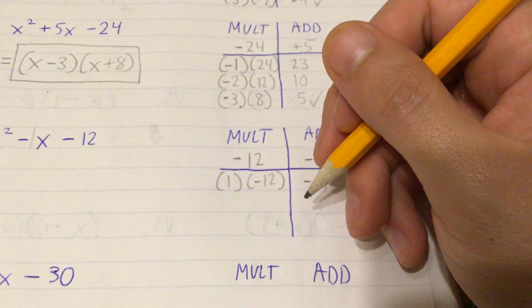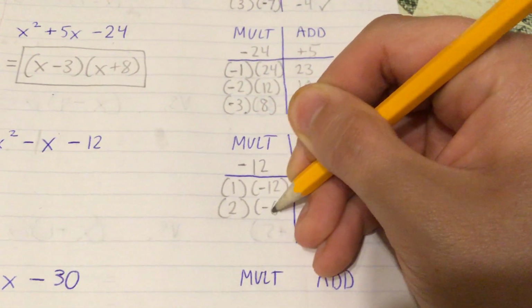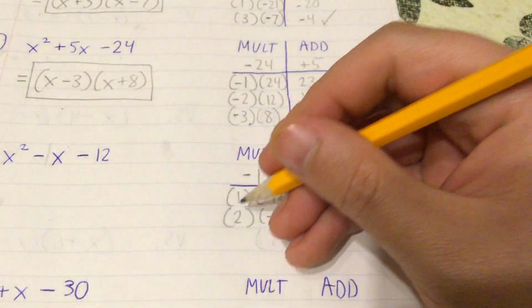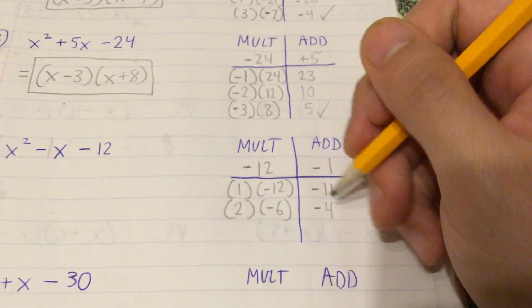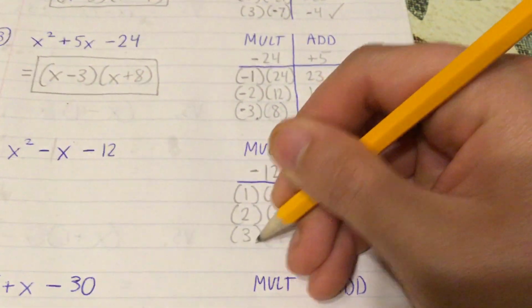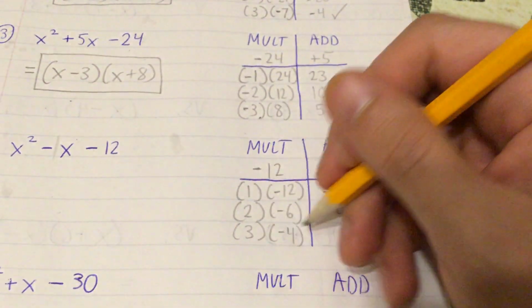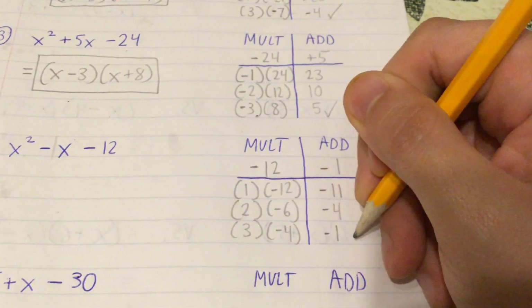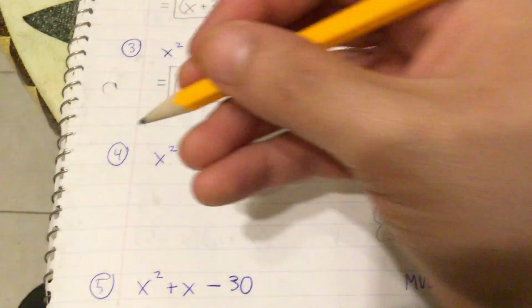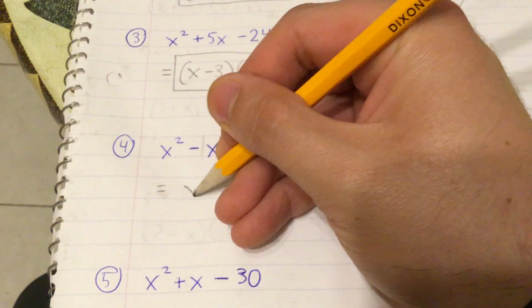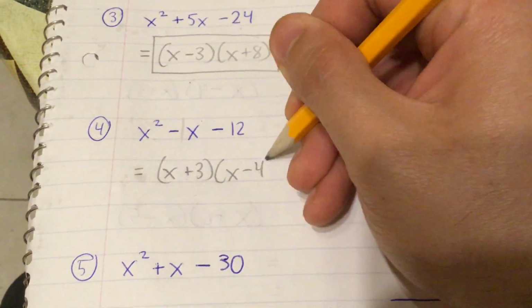Can I divide by 2? Yeah. 2 times negative 6 is negative 12. But 2 plus negative 6 is negative 4. It's not what I want. All right. 3 times negative 4 is negative 12. 3 plus negative 4 is negative 1. That's what I want. That's the winner. So what this means is since 3 and negative 4 are the winning team, I can factor this into x plus 3, x minus 4.